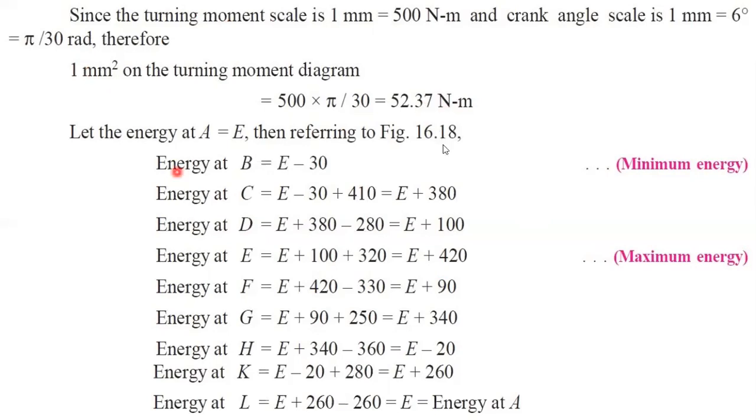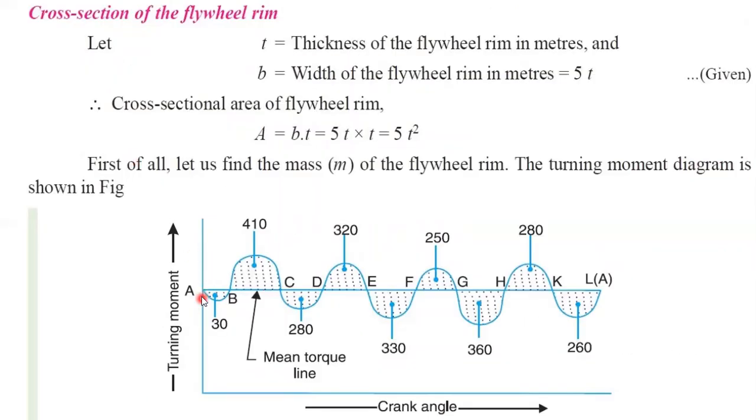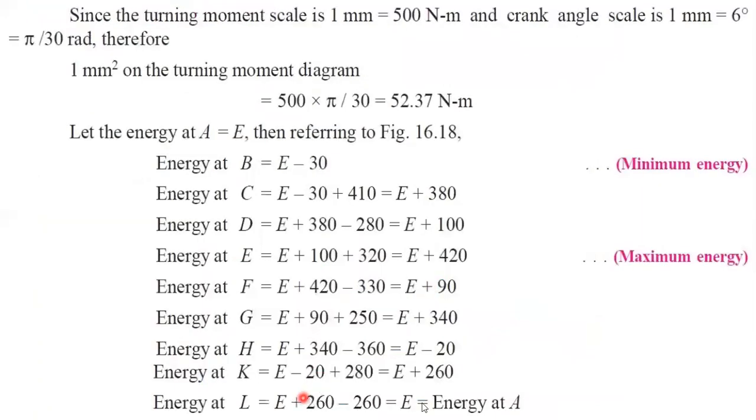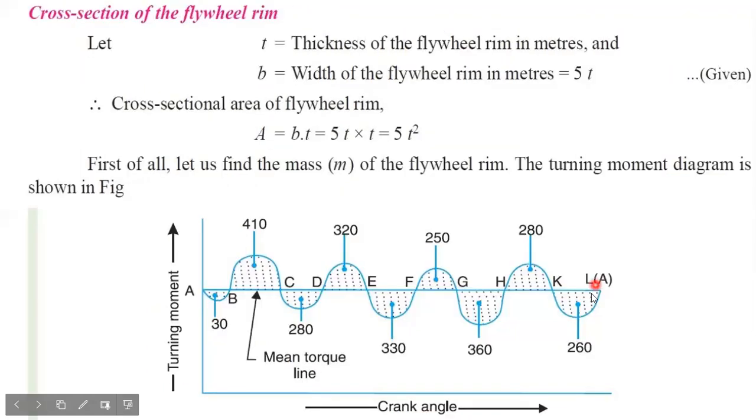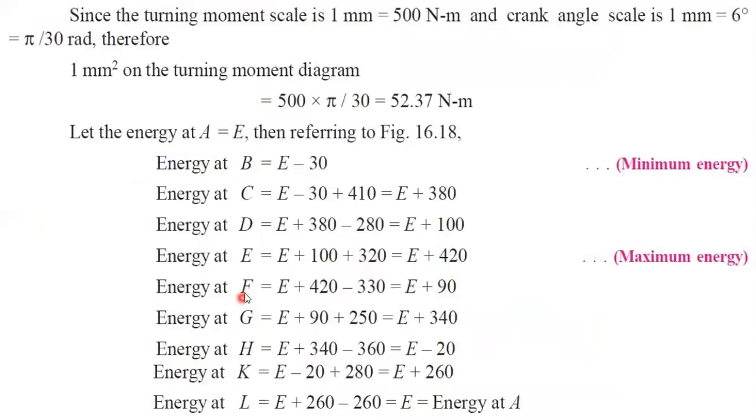We know how to calculate the energy because in the previous video I have clearly explained. So starting initially we need to assume that energy at this point A is E, and energy at B, since it's negative, is E minus 30. If it's C, it means E minus 30 plus photon. Likewise, if you complete it, at the end of the point L you will be having the same energy whatever we got in A. So here we will be having the same energy E, which we assumed for A. If we get that, then our calculation is correct.